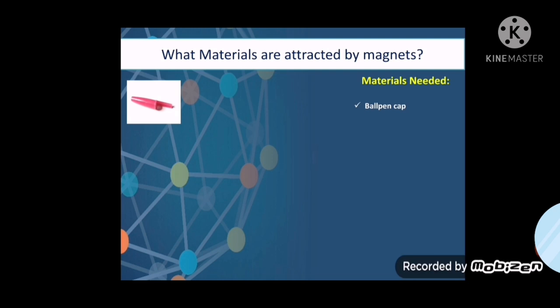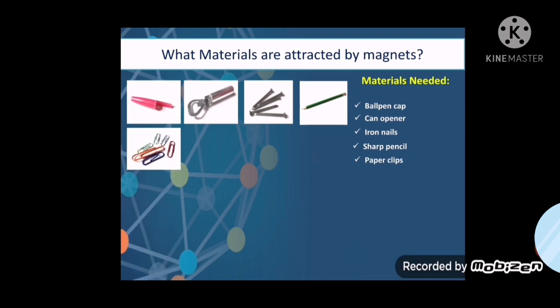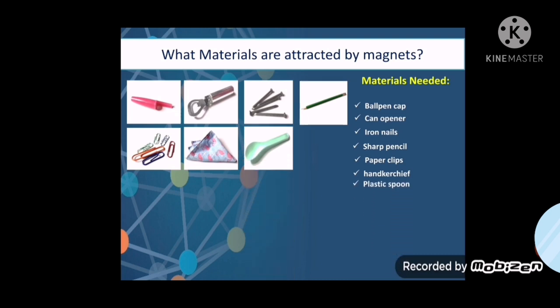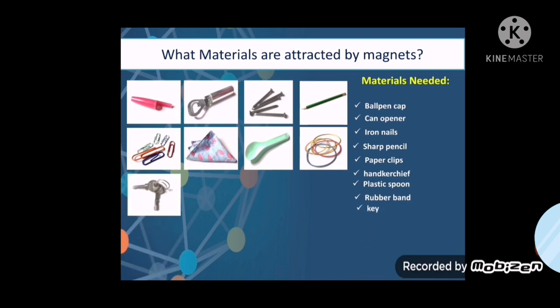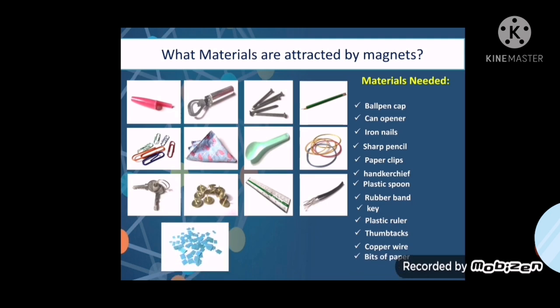Ballpen cup, can opener, iron nails, sharp pencil, paper clips, handkerchief, plastic spoon, rubber band, key, thumbtacks, plastic ruler, copper wire, bits of paper, and of course, magnet.